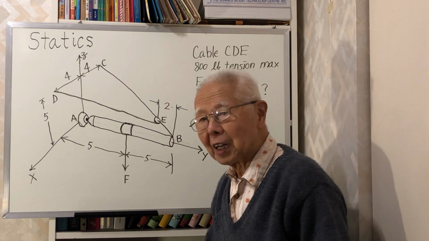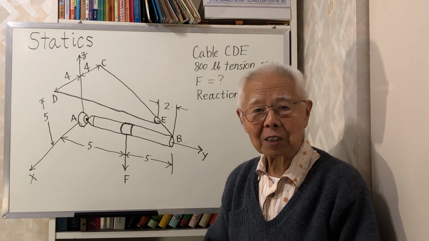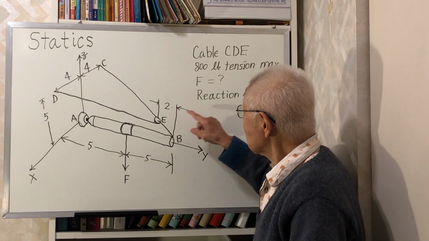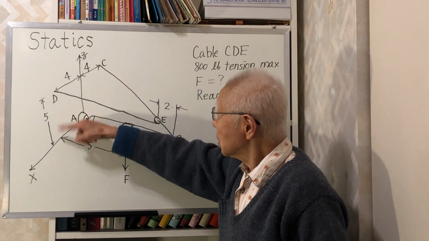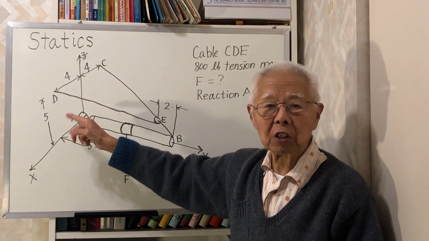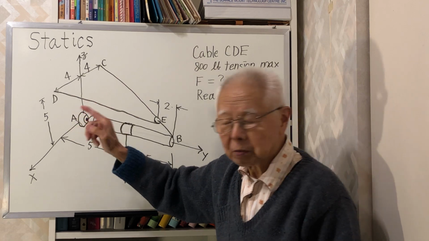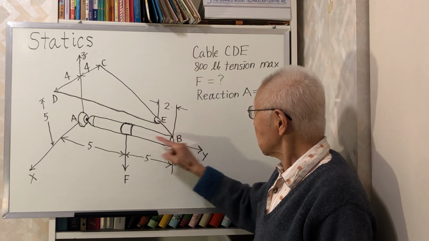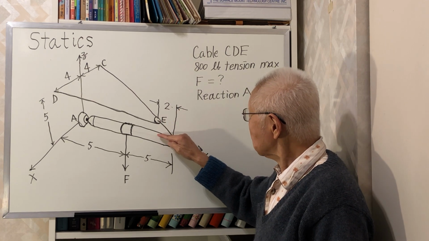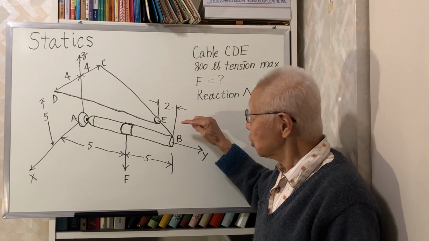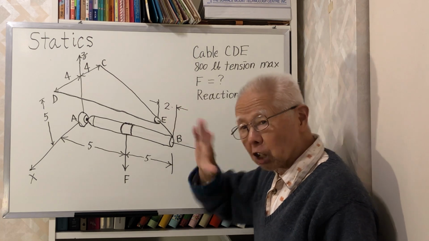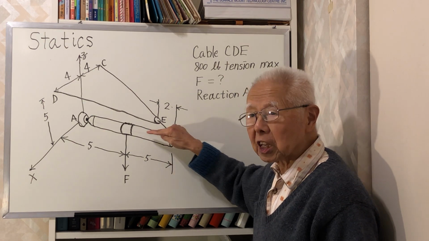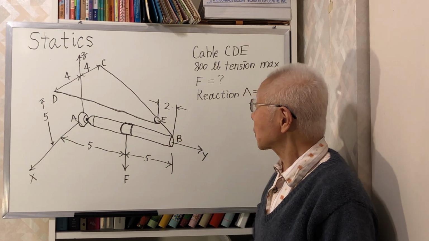First, let's find some dimensions. The distances are measured all in feet. 2 feet here means from here to here. This 2 feet is not from B to E. From B to this, along the rod. Okay.